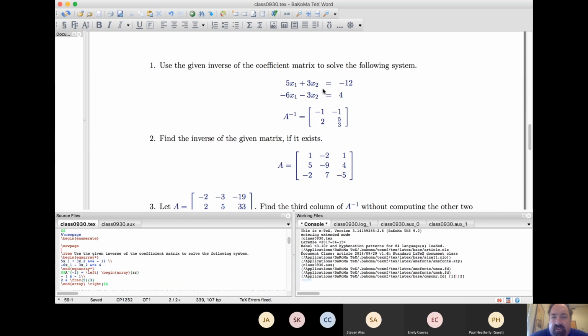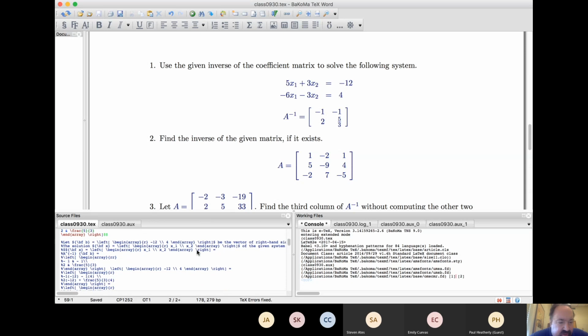Okay, so here we have a system of 2 linear equations, 2 unknowns. So this would be described by a 2x2 matrix. So if A is the matrix of coefficients from this system, so if you have a matrix 5, 3, minus 6, minus 3, if you had the inverse of that matrix, then you could just multiply it by this vector, minus 12 and 4, to get the solution of this system of equations. So in this case, you don't have to get the inverse. They've already given it to you. So there's very little to do in this problem.